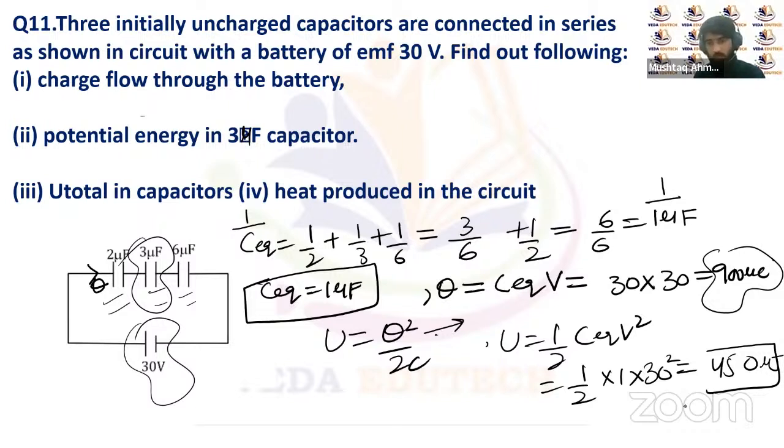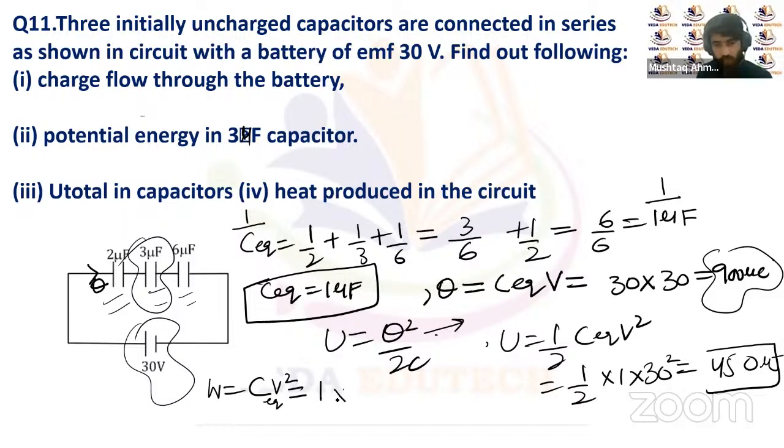Now the heat produced in the circuit will be the total energy supplied by this battery. So the total energy supplied by this battery will be C V square. So the work done by this battery will be C V square, or we can write it as 1 times C equivalent V square.